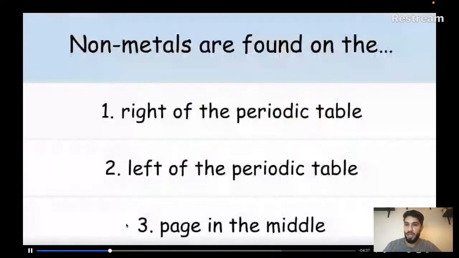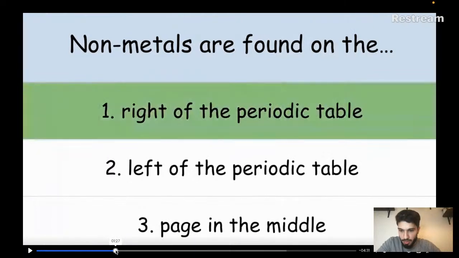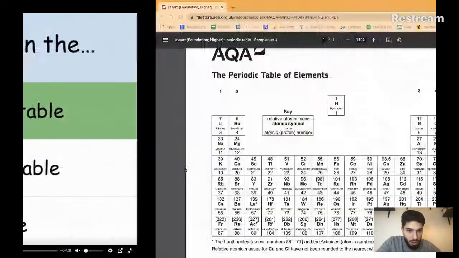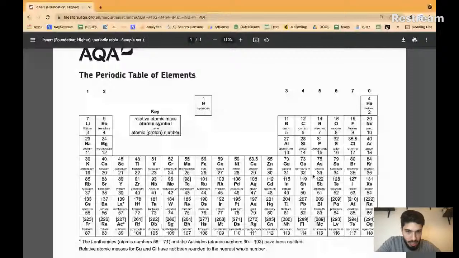Question time. So let's check your understanding. In the chat, I would like you please to write 1, 2, or 3 for what you think the answer is. Non-metals are found on the what? Is it 1, 2, or 3? Of course, right of the periodic table. So you find non-metals to the right of the periodic table.